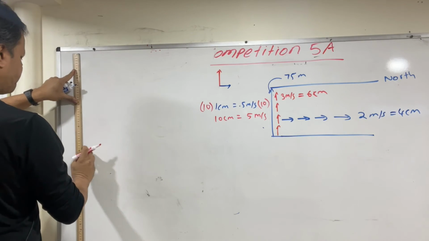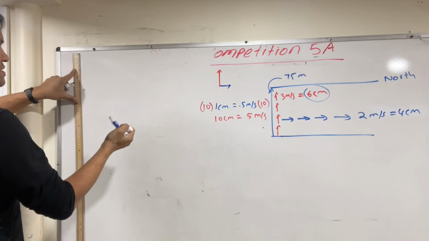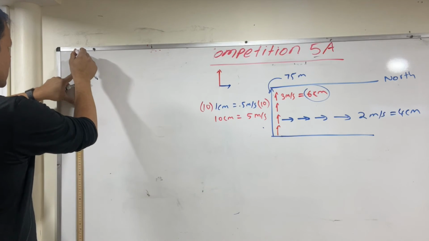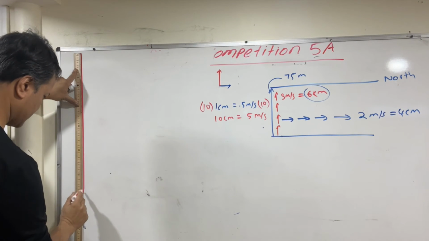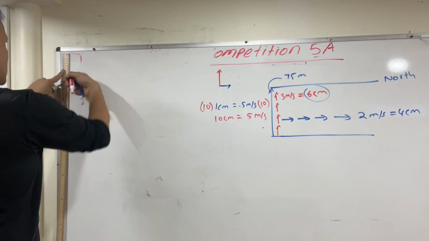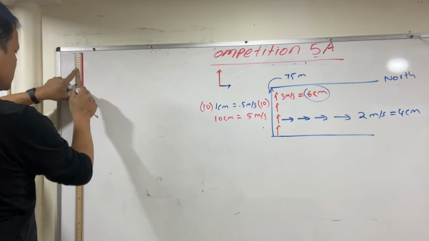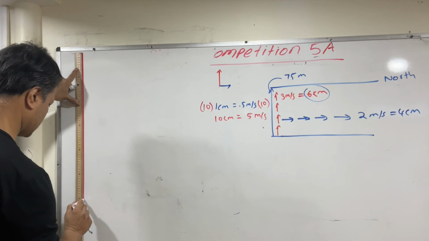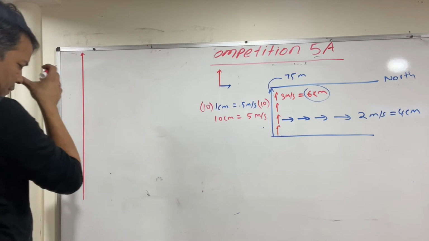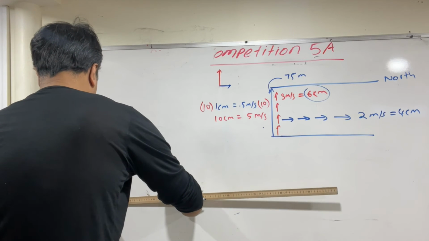So let's see. Instead of 6 centimeter, I want to do 60 centimeter. So this is 60 centimeter, right? This is 60 centimeter. This is 40 centimeter, right? This is 40 centimeter.